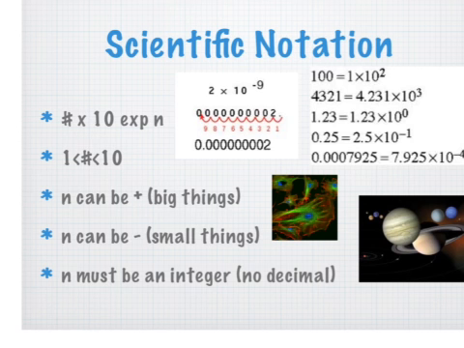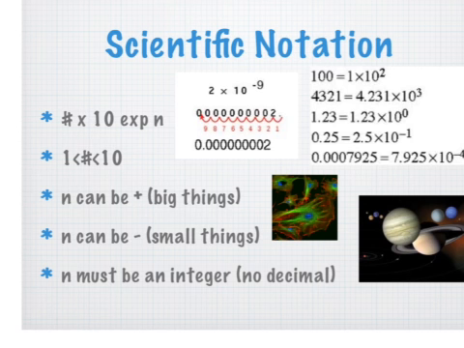We can do a similar concept with small numbers, and you can see here how they take the decimal place and swing it. If we go 1, 2, 3, 4 places to make this number be between 1 and 10, we would end up with 10 to the minus 4 as our power.